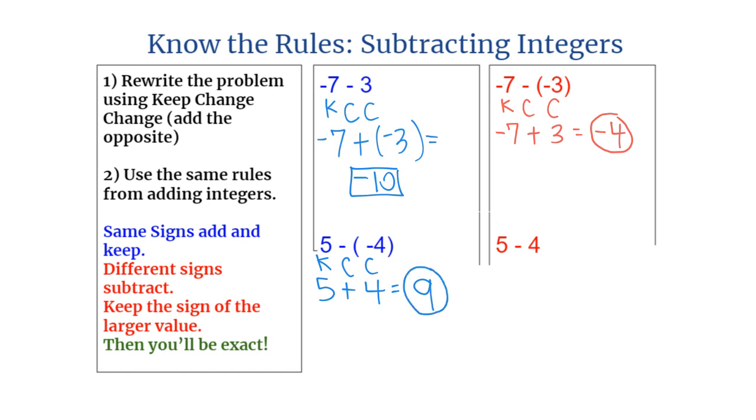The last one I have is 5 minus 4. Again, we can show keep, change, change, or add the opposite. Keep 5, change subtraction to addition, and change 4 to -4. 5 plus -4, those are different signs, so I'm going to subtract. 5 minus 4 is 1, and I'm going to keep the sign of the larger value, which is 5, so that's a positive. So my answer is a +1.